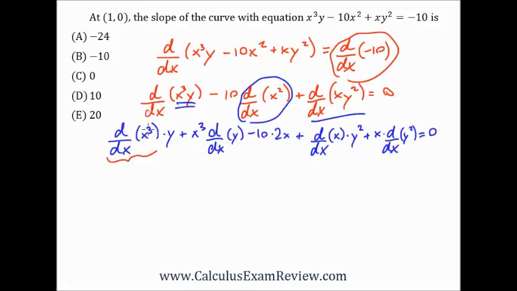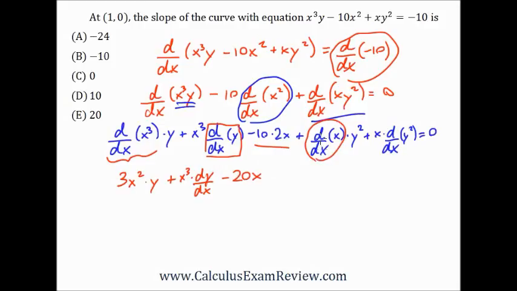The derivative of x cubed, what is that going to be? I need to bring down the exponent, subtract 1 from it, so it's 3x squared times y. Now, d dx of y is just dy dx, right? So that's going to be x cubed times dy dx, which is the derivative itself, right? Now, over here, I just have minus 20x, like I mentioned before.